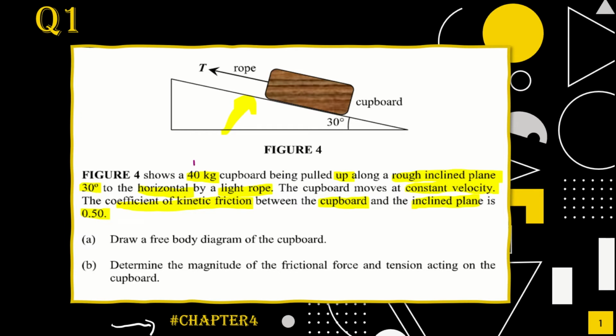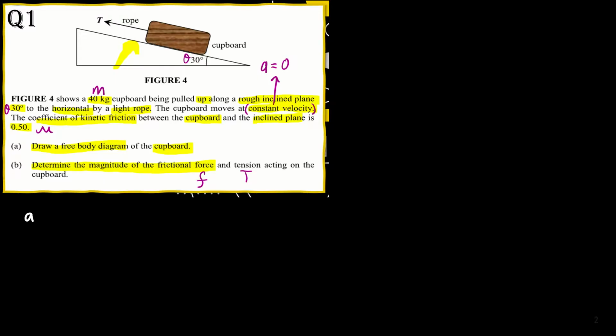So we have mass, we have angle here, and we have mu. And one more thing, the hidden information is from the words constant velocity, which means that our acceleration is equal to 0. So our first question is to draw the free body diagram of the cupboard. And second question is to determine the magnitude of frictional force and the tension acting on the cupboard. So let us solve A first.